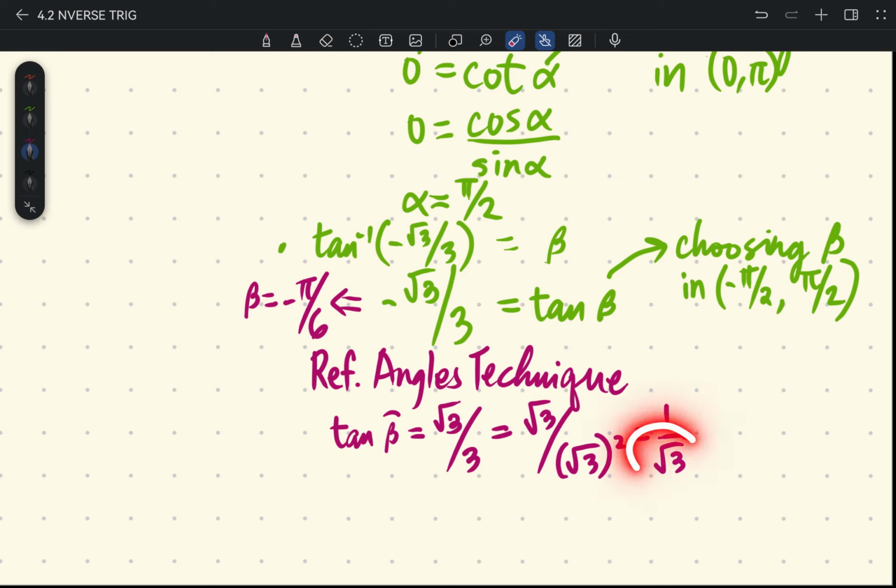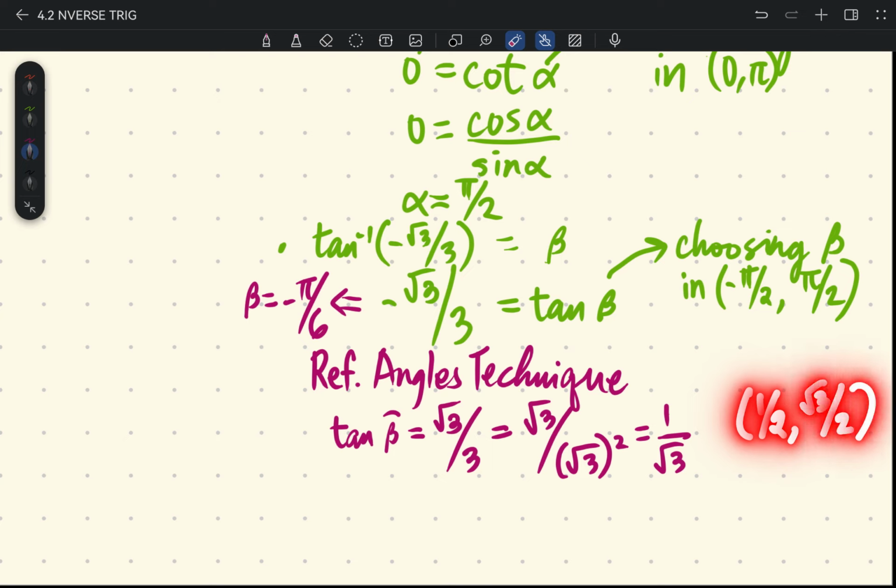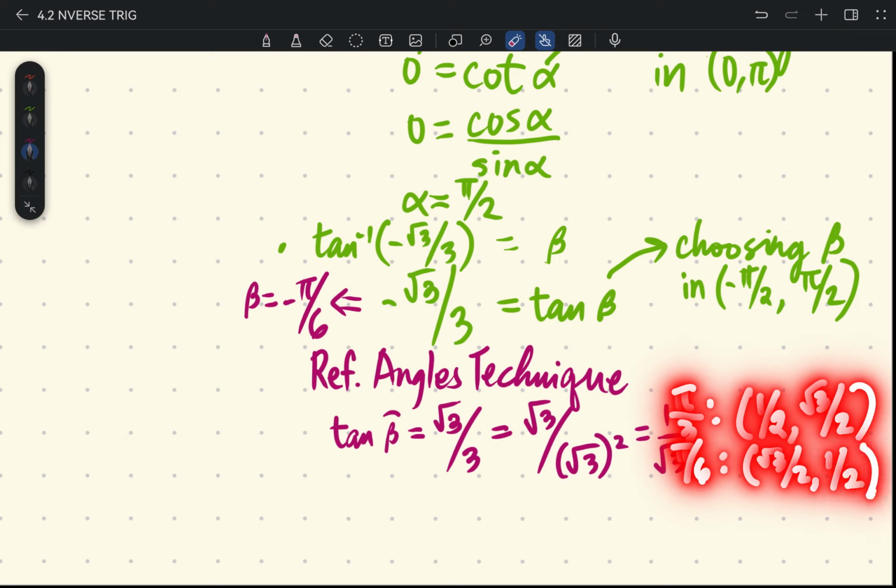And this square root of 3 should be a giveaway to you because that means we're just considering 2 points right here. 1/2 comma square root of 3 over 2, and this one corresponds to the angle pi over 3. And the next one is square root of 3 over 2, comma 1/2, which corresponds to pi over 6. And what we know is that the y-coordinate corresponds to the sine, and the x-coordinate corresponds to the cosine.